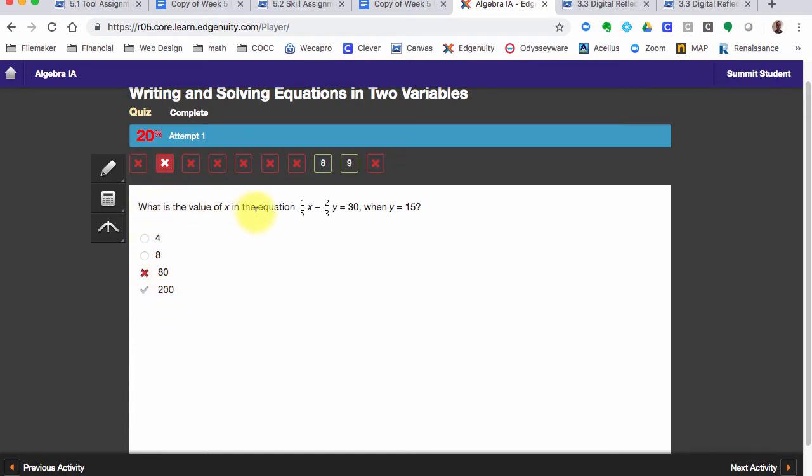So in this one, what is the value of X? I solved that equation. I put 15 in for Y. When I solved it out, I guessed that it was 80, but really the answer should be 200. And so I need to go back and check my work and see if I can fix the problem. Sometimes reviewing quizzes is just as good of a learning experience as it is when you're doing the lesson.